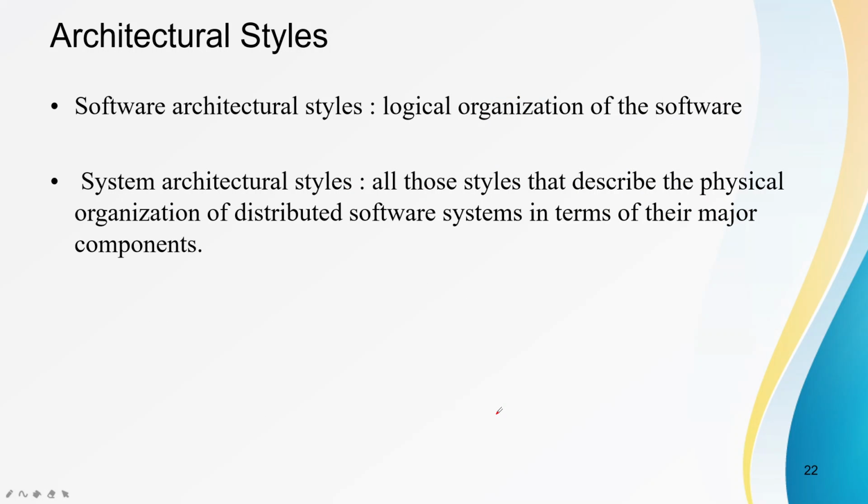Now, distributed systems are divided based on two different styles. The first is software architectural styles and the second is system architectural styles. Software architectural styles are based on the logical organization of the software. System architectural styles describe the physical organization of distributed software systems in terms of their major components. So these are the two methods by which you can classify distributed systems. We will see each one in detail.